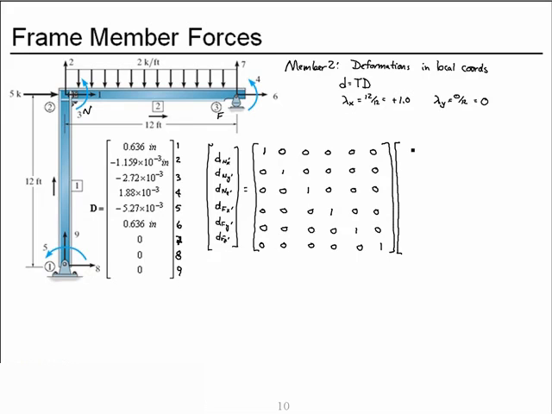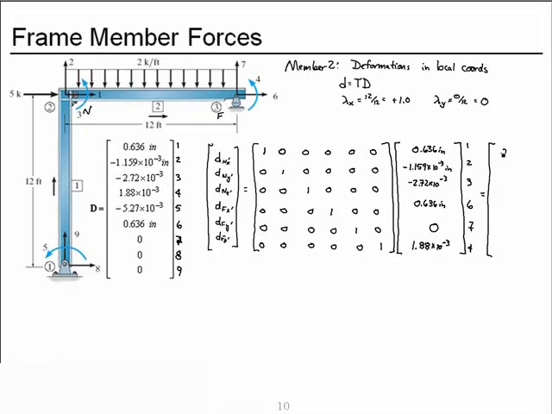And so for our global deformations in the x direction at the near node, we have degree of freedom 1, and then we'll go to 2, 3, 6, 7, and 4. And so let's write those in. 0.636 inches, minus 1.159 10 to the minus third inches, minus 2.72 10 to the minus third, 0.636 inches, 0, and 1.88 10 to the minus third radians. And so when we transform these, we get exactly the same back.